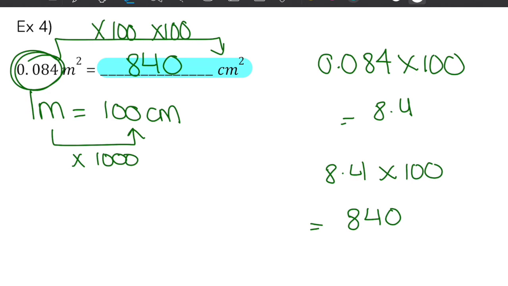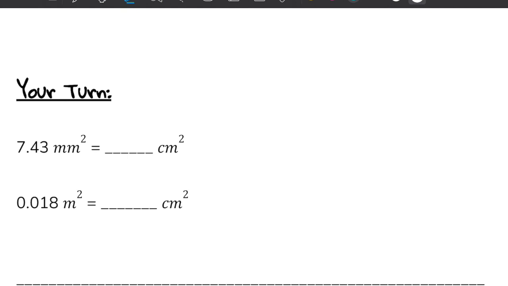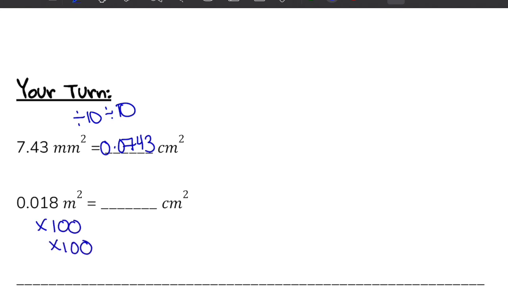And that is how we convert units of area. Now, I have some questions here for you to try. Pause the video right now and try them, and then come back to view the answers. All right, the answers to these questions are, so here we are going to divide by 10 twice, and the answer is 0.0743. And here we're going to multiply by 100 twice, and the answer is 180 centimeters squared. If you got stuck on these two, please get help from a teacher. More examples in the next video.